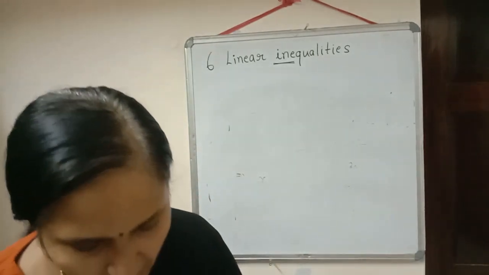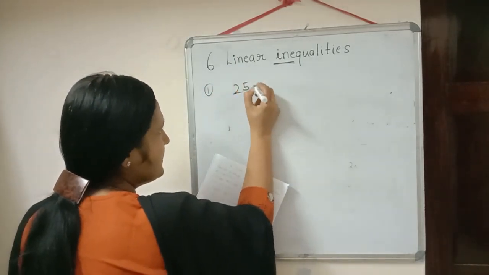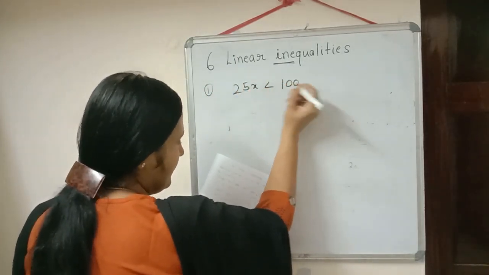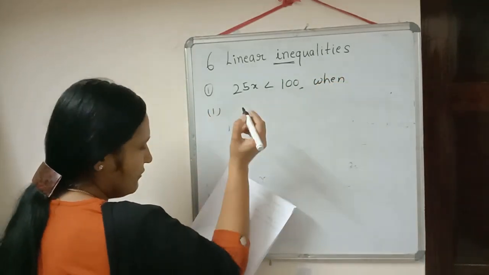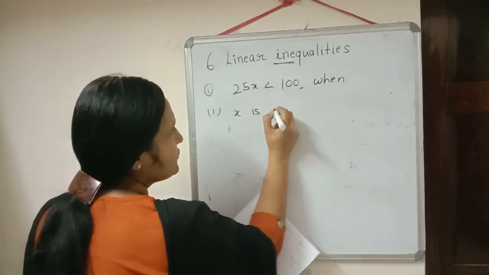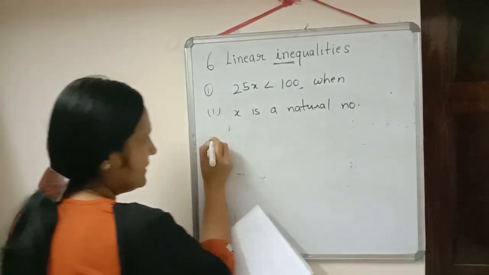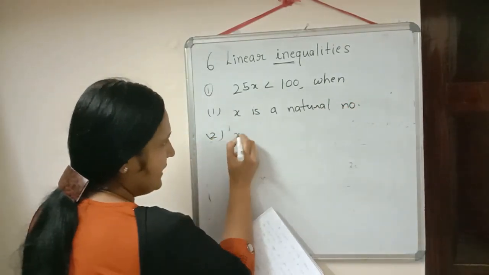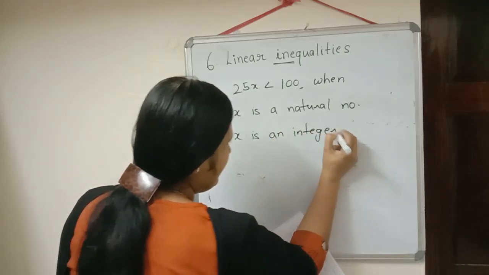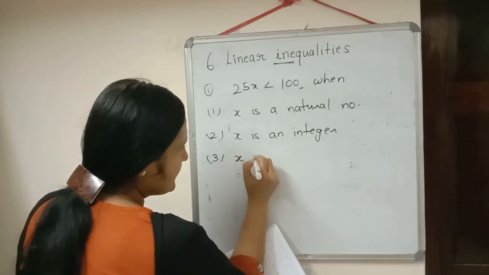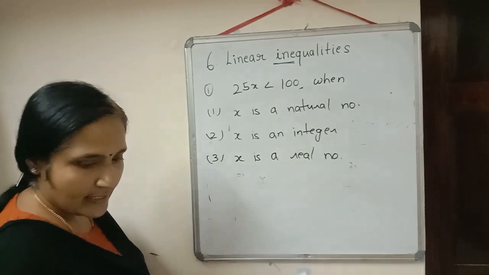Solve. First question is solve 25x less than 100. Solve 25x less than 100 when, first case, x is a natural number. Second case, x is an integer. Then third case, x is a real number. We have to find the solution in these three cases.